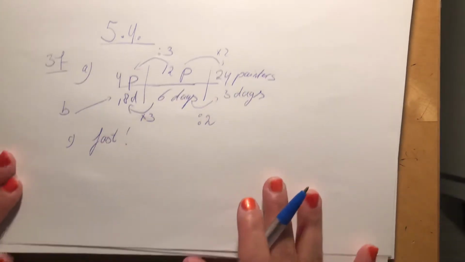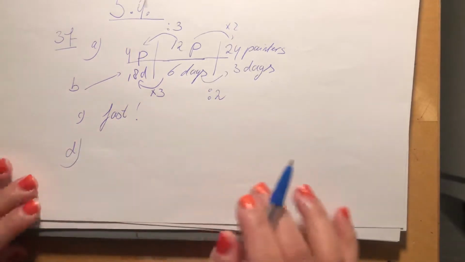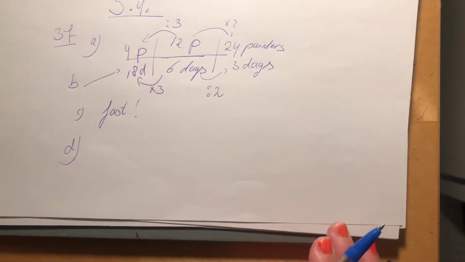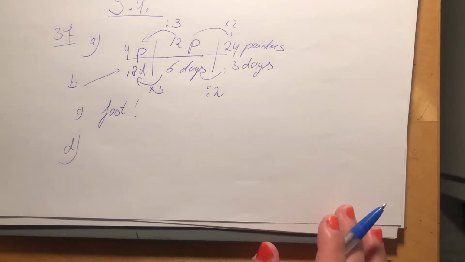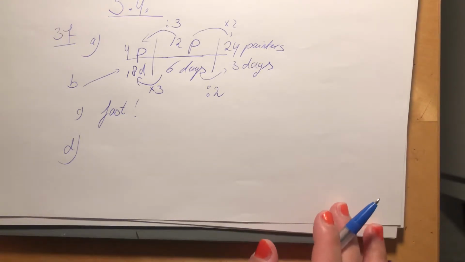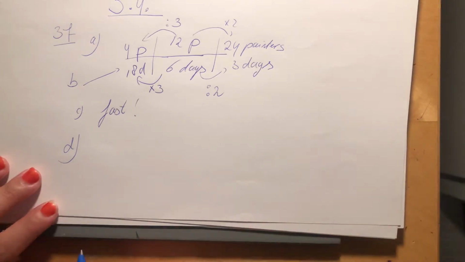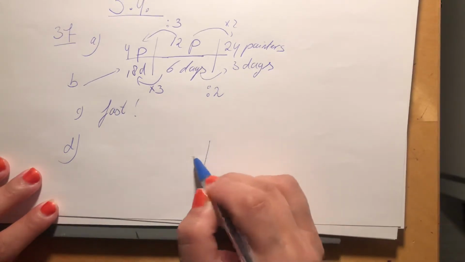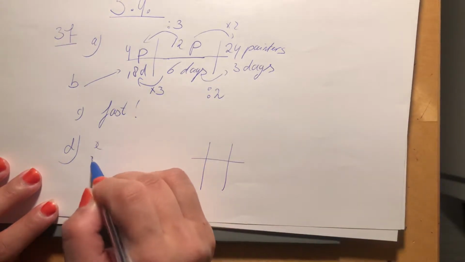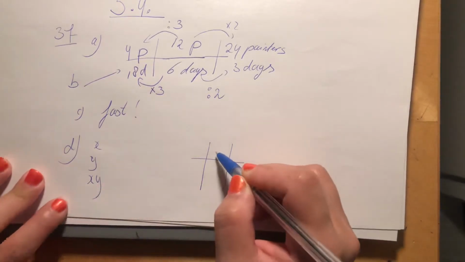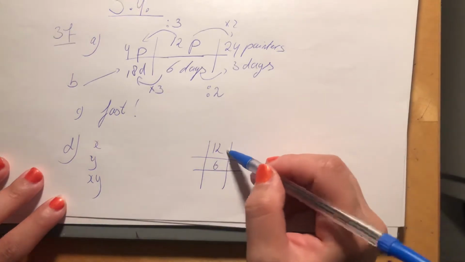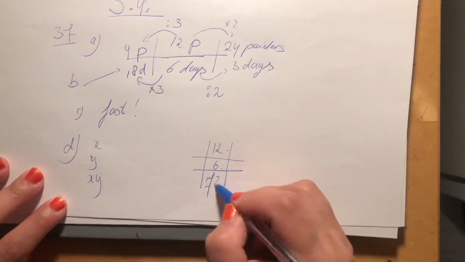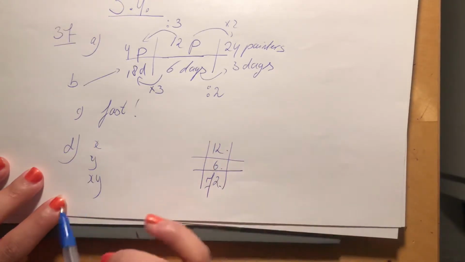Now, they are talking about this huge table. Let the number of available painters be X, and the number of days needed to complete the work be Y. And then you see already the example. I'm not going to write everything. X, Y, and down here we have X times Y. 12 and 6. So X times Y is 12 times 6, which is 72. You can fill in that table by yourself.